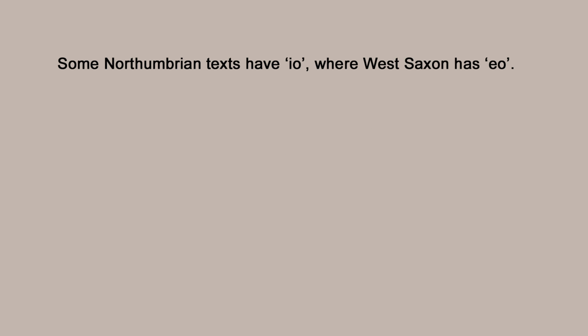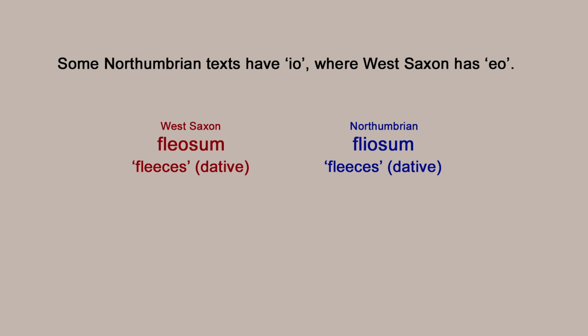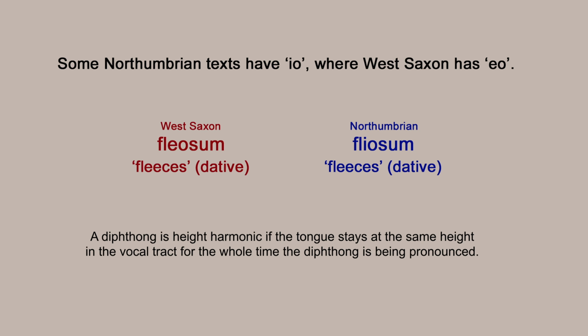Some texts show an I-O spelling where you'd get an E-O spelling in West Saxon. So for example, in the Leiden riddle where West Saxon would have fleelsum as the dative plural of fleece, Northumbrian has this spelling, and this is recorded in Bede's Death Song as well. So this could be eo, it could be ew if Northumbrian had harmonic diphthongs. I think this is one where we honestly can't say that we have a very good idea of what the quality of this was, sadly. But we've got to be honest about that.